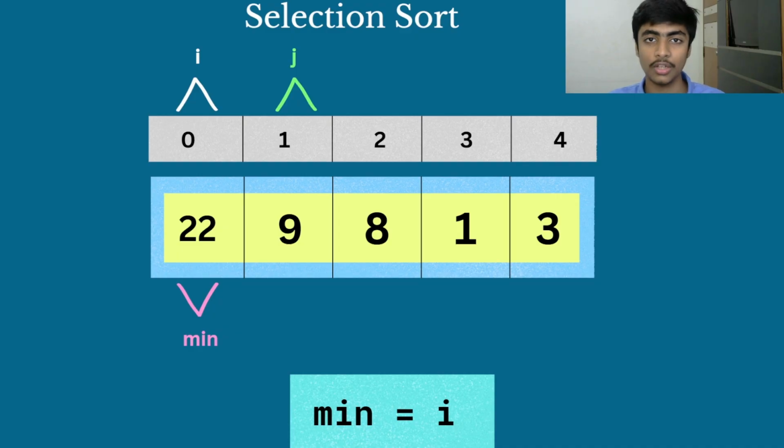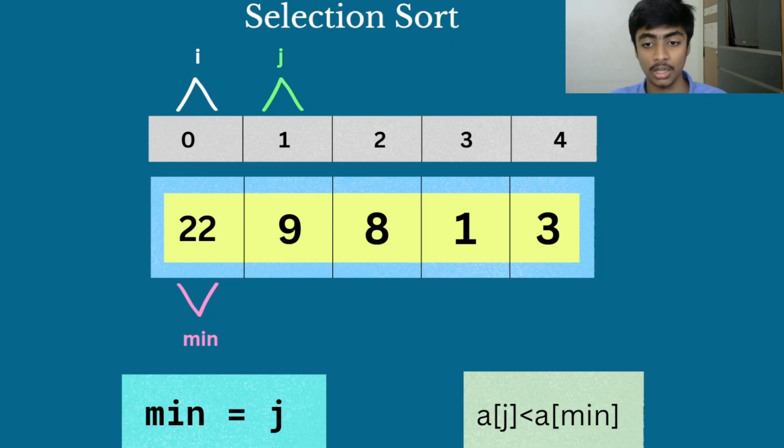If you watched the video on how to find the minimum value in an array, this should make sense. I really recommend you watch that first. Now here you can see that I have a condition and I have an update. All we're doing is checking if a of j is lesser than a of min. If this is true, we're going to set min to j. This might sound confusing, but it's pretty simple.